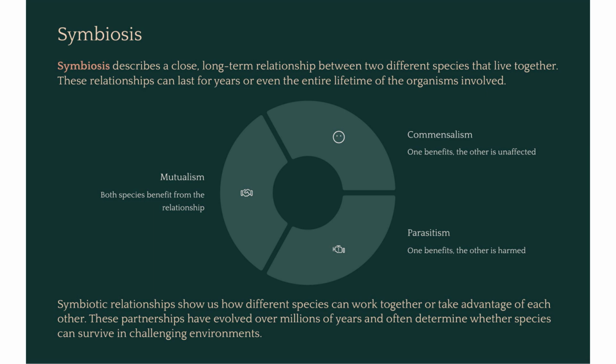Another type of relationship is called symbiosis. This is a close, long-term relationship between two different species. There are three main kinds, and they all have different effects on the organisms involved. It's like having a best friend. The relationship can be a win-win, a one-sided benefit, or even harmful.